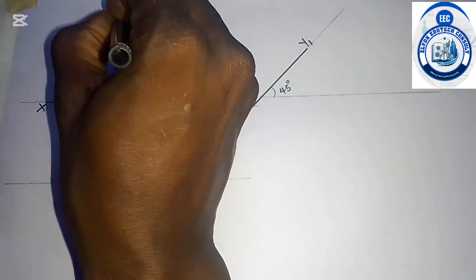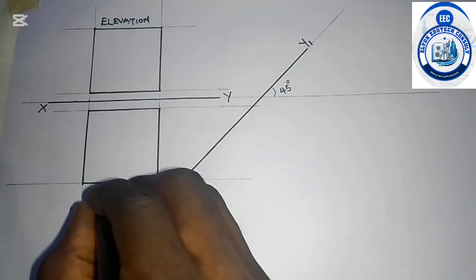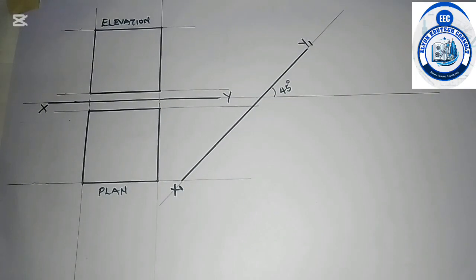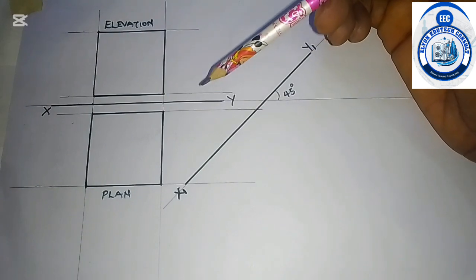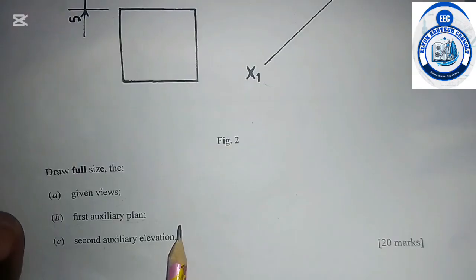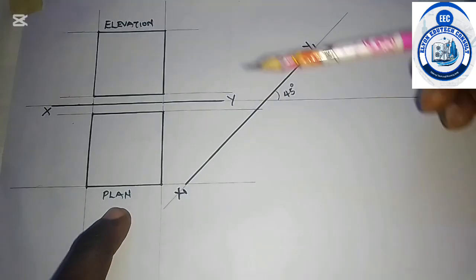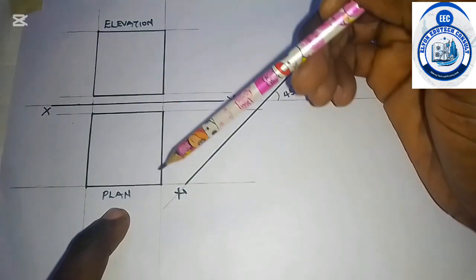This is elevation and this will be the plan. Okay, there's a reason why I'm putting it there, because I want to do something now about auxiliary projection. Now if we are drawing the first auxiliary plan by the principle of auxiliary projection of geometrical shape or solid, because we are drawing the auxiliary plan, we are going to be projecting from the elevation. So we need to know which one is elevation and which one is plan.